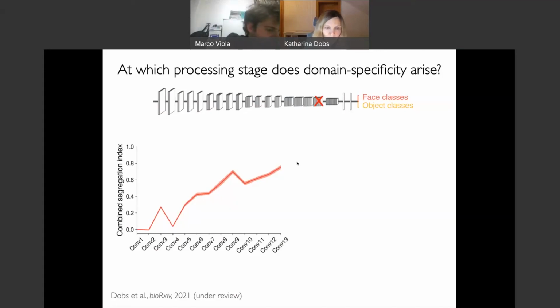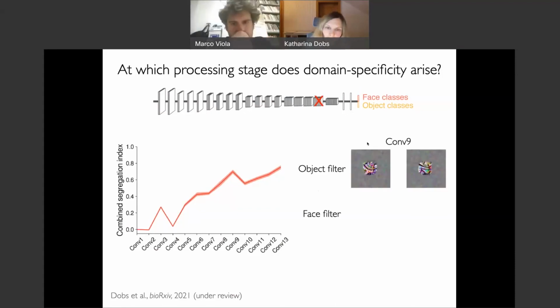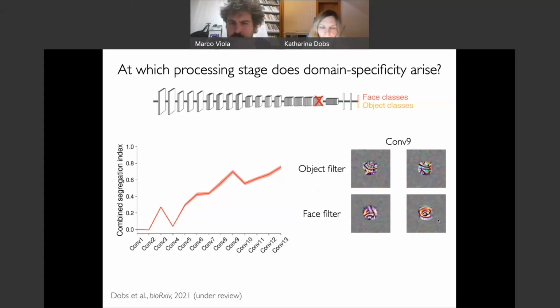And just to visualize this a bit more to you, what that means is we can look at layer conv9 now here and visualize some of these object and face selective filters that we've identified. When you look at the object filters, you see that they sort of start to pick up shape features. They're pretty generic, right? When you look at the face filters in this network, that's when you start to see a nose or an eye or some sort of local features, but the receptive fields are still rather small in these layers.